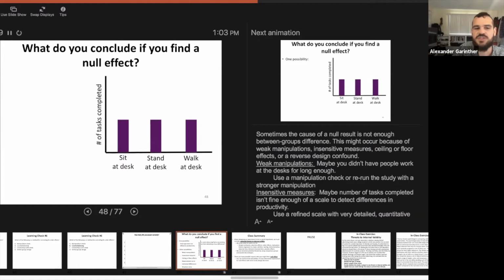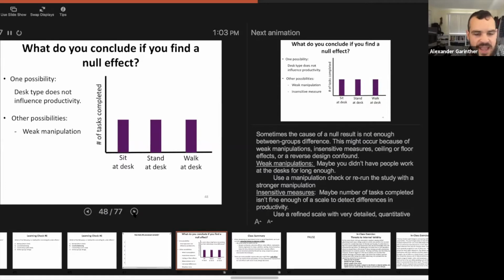But there's a lot of things that can lead to a null effect, and null effects are actually a pretty confusing and difficult result to interpret. So you could get a null effect because of poor measurements, a poor dependent variable, or weak manipulations. So it's quite possible that you did a really good experiment and desk type actually doesn't influence productivity, but you also, if you get a null effect, you could have just forgotten to control for something in your experiment and had a bad experiment.